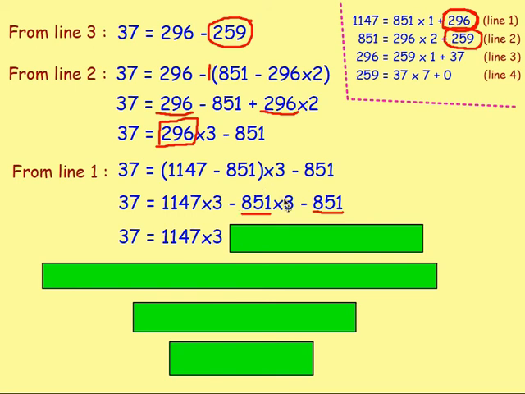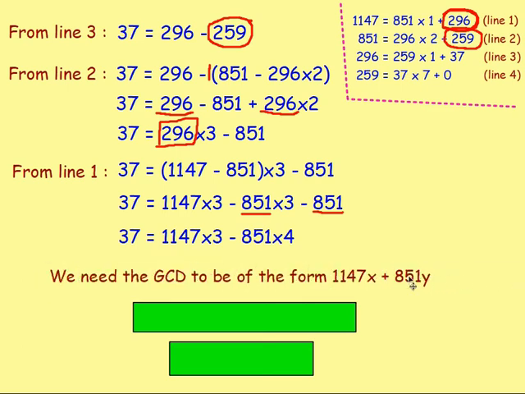But here we're taking away 3 851s, we're taking away another 851. So how many are we taking away? Well, we're taking away 4. So it's going to be take away 4 lots of the 851. What we wanted to do was express the greatest common divisor in the form 1147x plus 851y, so we just need to put it in that form.